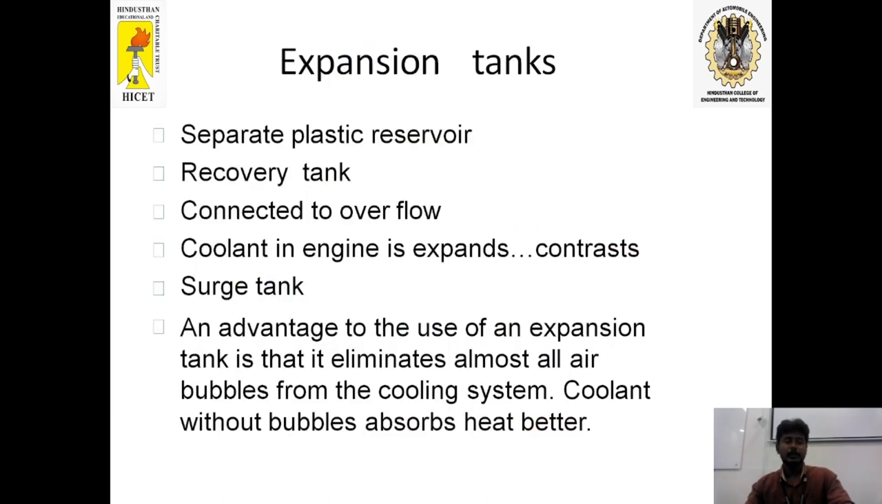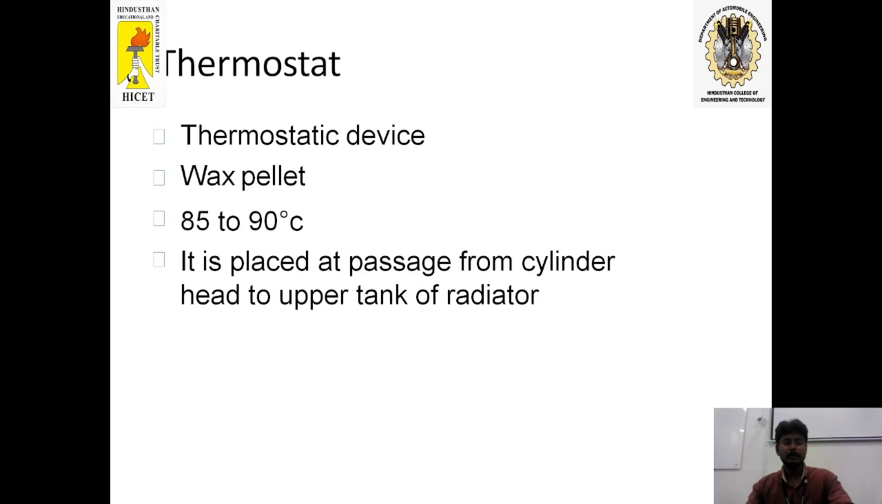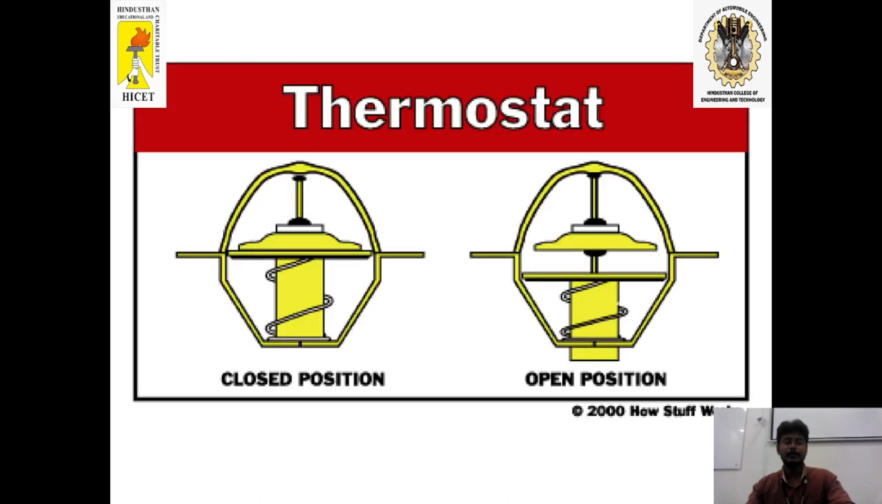Expansion tank: a separate plastic reservoir, also called a recovery tank, connected to the overflow, where coolant expands when the engine is hot, also called a surge tank. An advantage of using an expansion tank is that it eliminates almost all air bubbles from the cooling system. Transmission oil coolers. Thermostat valve: the thermostat device is a wax pellet that operates at 85 to 90 degrees Celsius, placed in the passage from the cylinder.